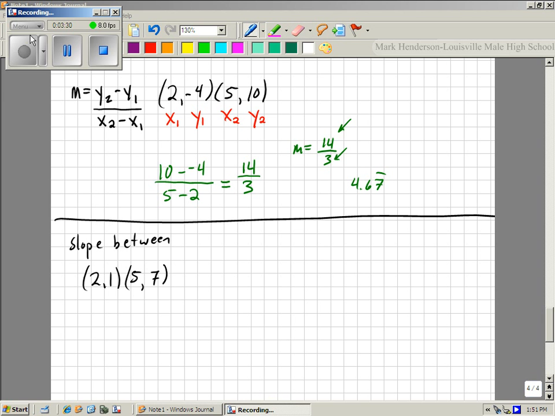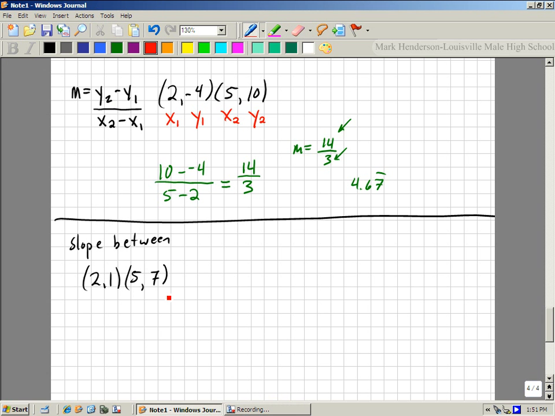I do want to make mention of one thing. Let's say you accidentally switch this around and make it 1 minus 7 over 2 minus 5. This does actually give you the same answer of positive 2. The only thing that does matter is that you put y on top and x on the bottom. Okay?